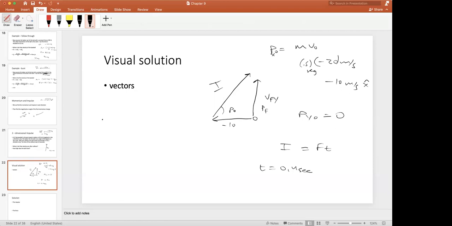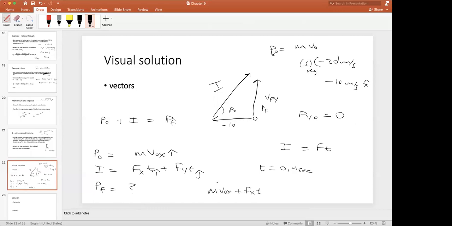That means that we could add p initial plus I is equal to p final. Our p initial was m v initial of x. Our I was our force in the x times t plus our force in the y times t, and if we put little i hats, right? And our p final is what? Well, we can see that this would be m v naught x plus Fx t in the i hat plus Fy times t in the j hat is equal to p final.